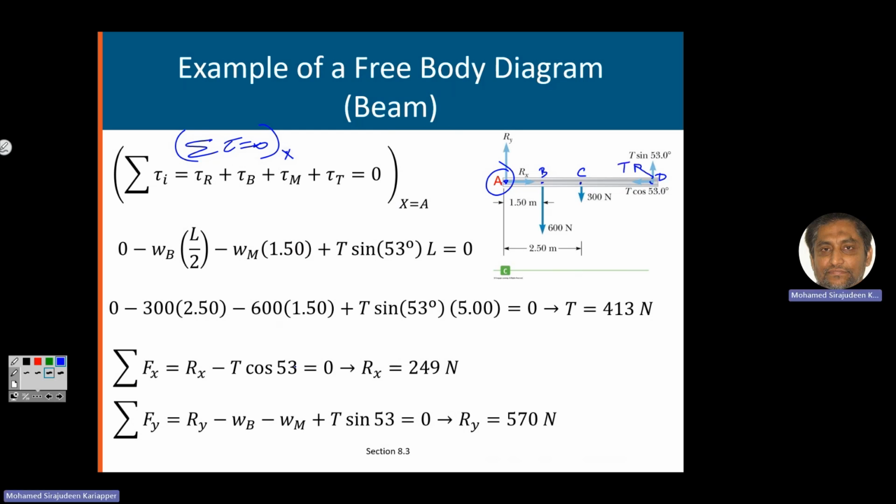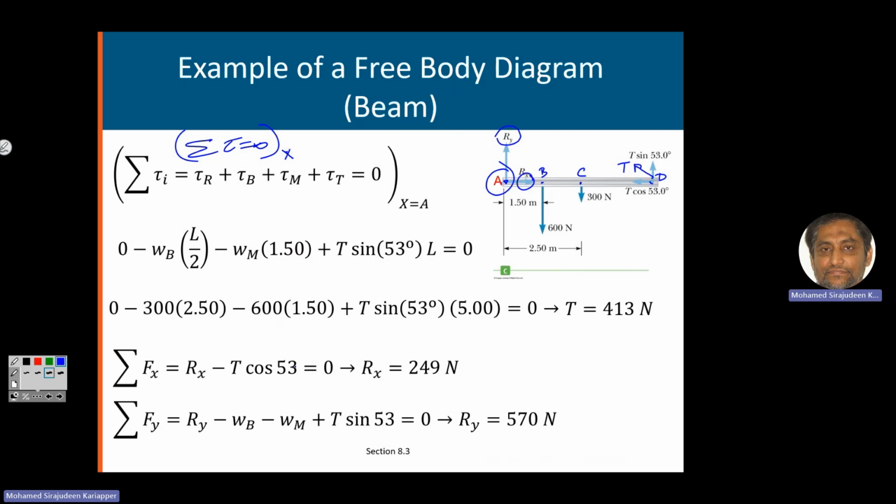So if I choose this point, I don't have to worry about Ry and Rx. The torque from Rx and Ry will be 0. So I don't have to worry about R, although we don't know that. We will end up with an equation with only the tension as the unknown. That's the reason I choose the point A.